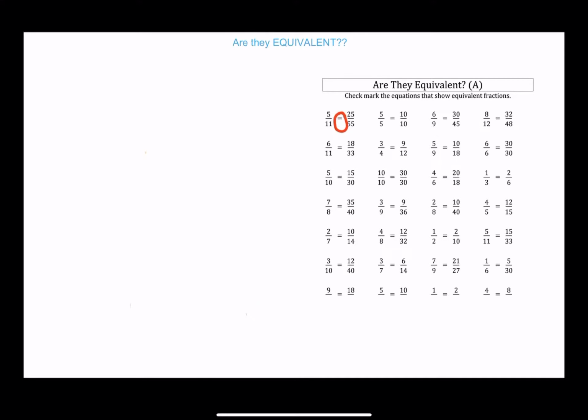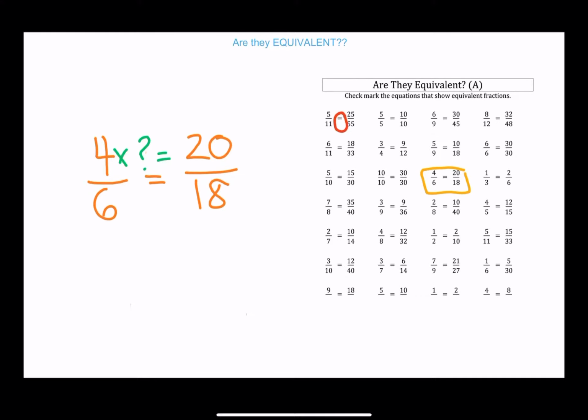Okay, we're going to do one more. We are going to take a look at this one. Okay, so we have 4/6 is equal to 20/18. So we'll check it and see. 4 times a number equals 20.